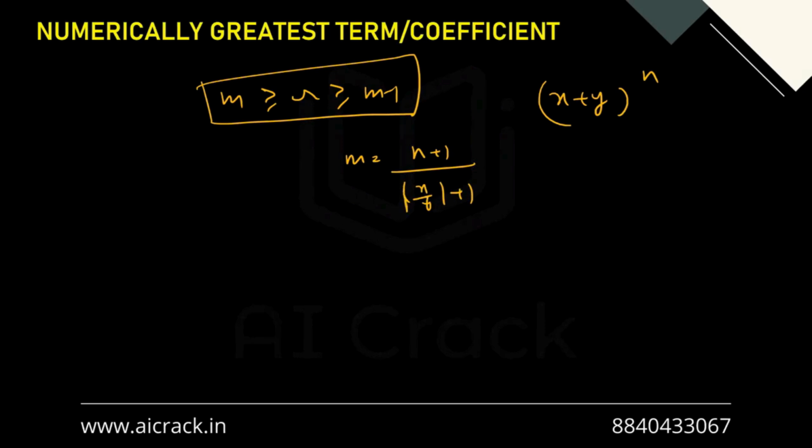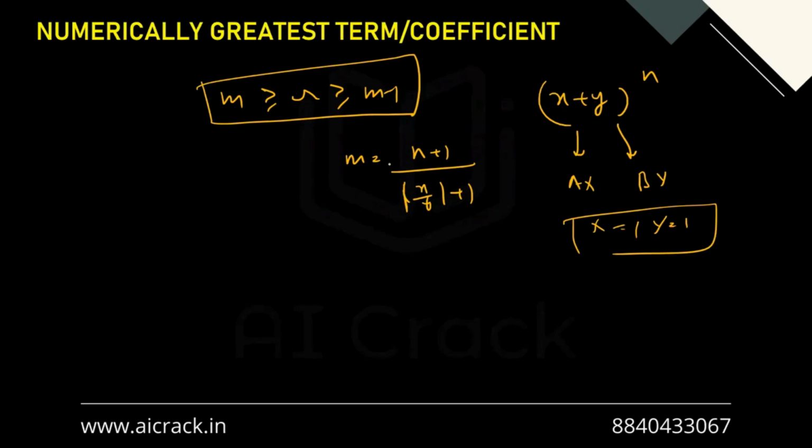Now you can see that we are actually dividing x by y over here. So x can be ax and y can be by. Now if we have to find out the numerically greatest coefficient, in that case we'll have to put x equals 1 and y equals 1, right? Why? Because as of now we are including x and y both, including the variables, to find out the numerically greatest term.